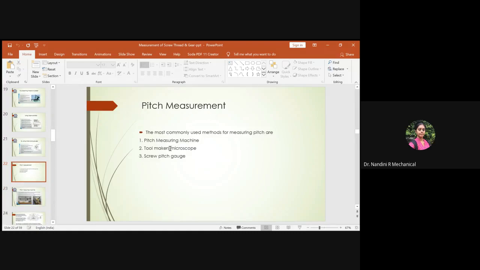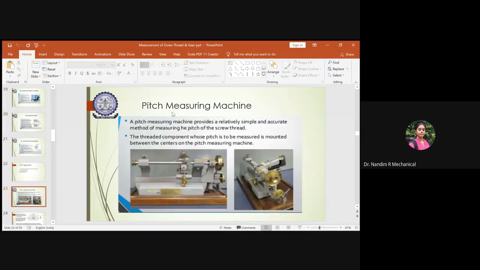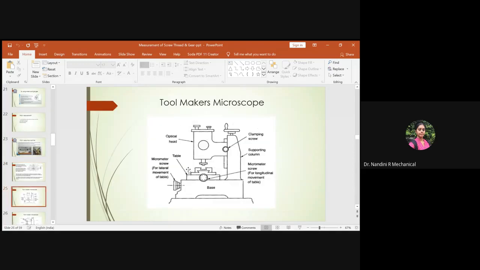And then we came to pitch measurement. For pitch measurement, we saw how to measure it using three types of measuring instruments: the pitch measuring machine, the toolmaker's microscope, and the screw pitch gauge. These were the three instruments we can use to measure pitch. We also dealt with how these instruments work.